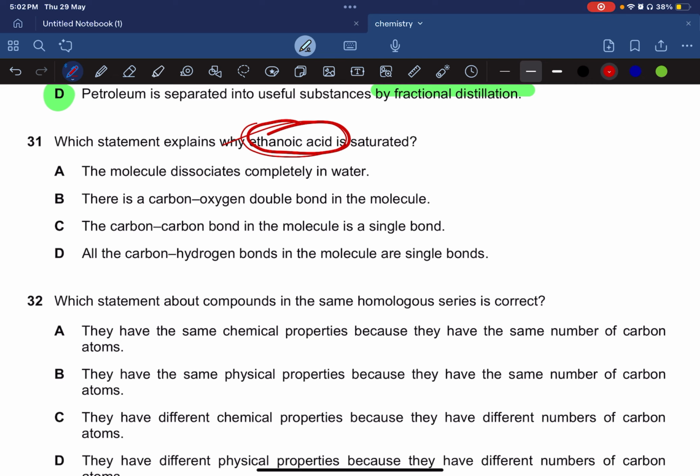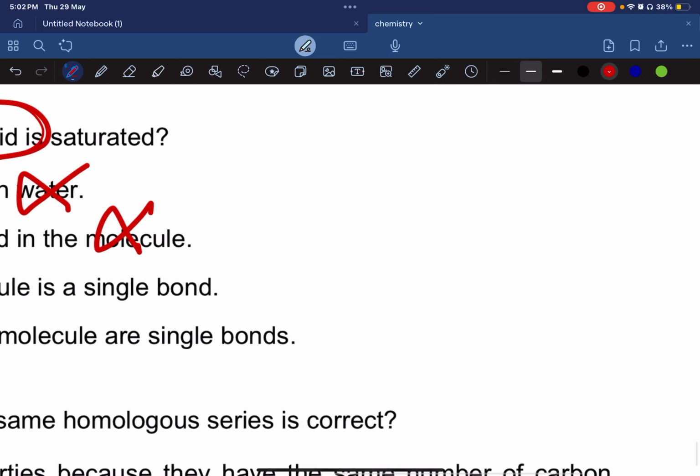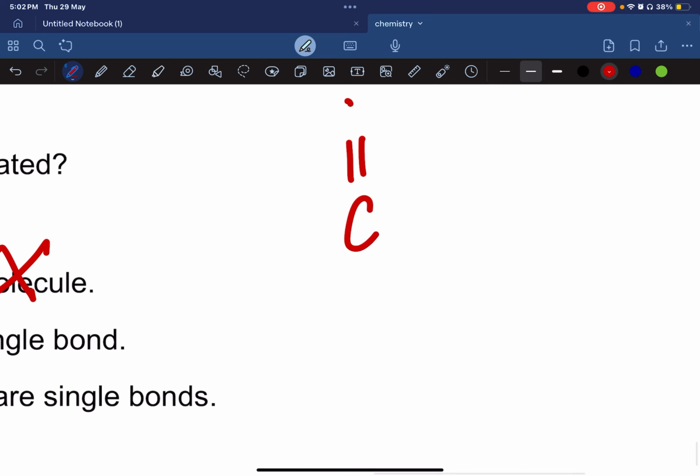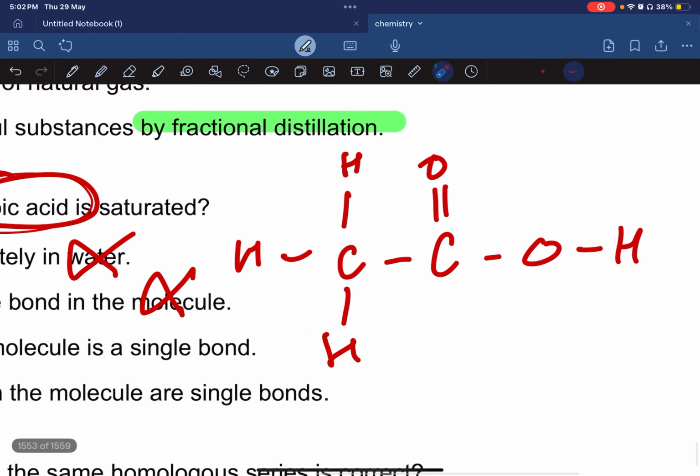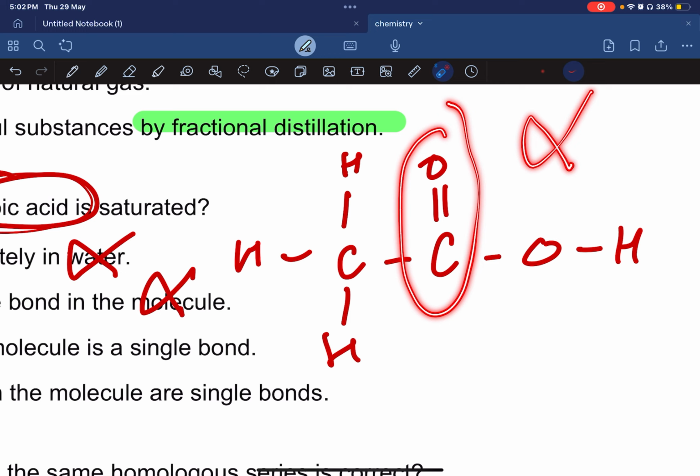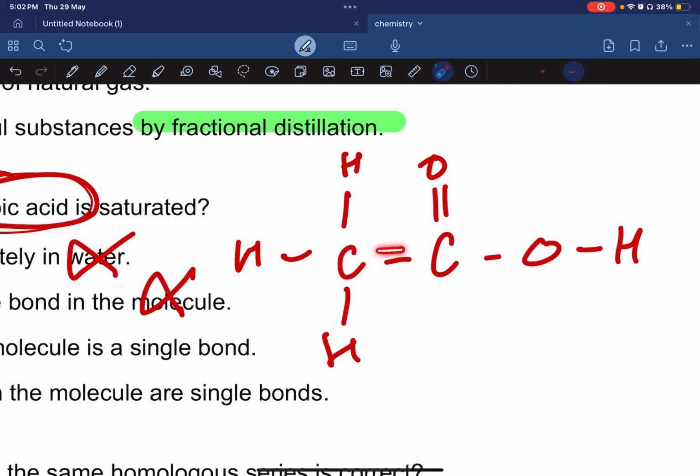Okay, the molecule dissociates, no. There's a carbon oxygen, no. The carbon oxygen double bond, no. The carbon carbon bond. Okay, you might think one thing, that look, there's a carbon oxygen double bond in ethanoic acid, H H H O H. Then why is it saturated? Because saturated means that you should have no double bond. That's incorrect. That's an incorrect definition. Saturated means you have no carbon-carbon double bond.